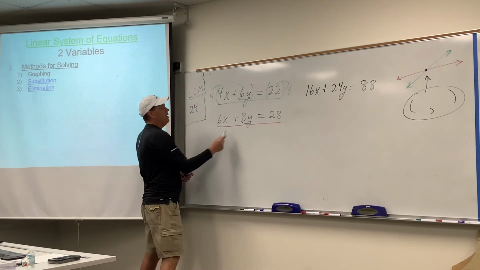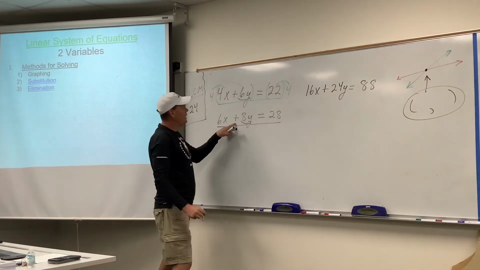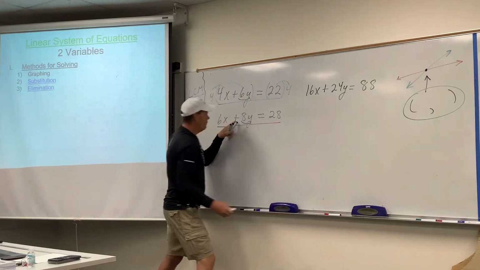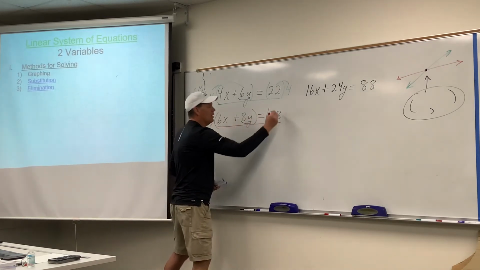So, that's positive 24y. What do we need to do to the bottom equation to make it become negative 24y? Well, we better multiply that bottom one by negative 3 on both sides.